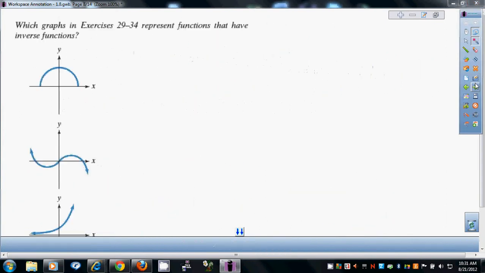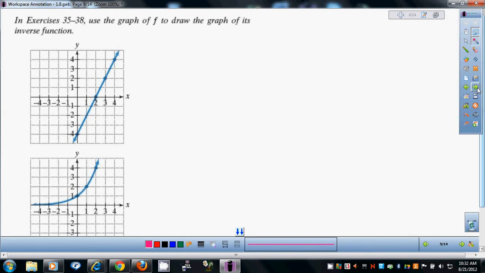Now, we're actually going to come back to this slide. I think this slide is easier if you first understand this slide. These are two random functions. And what they want us to do is graph the inverse given the original.